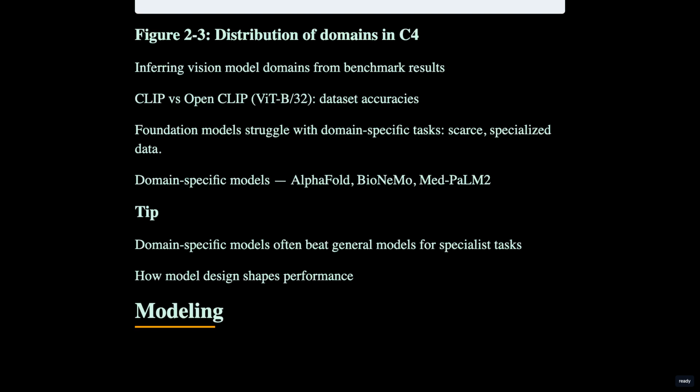In this section, we'll build mathematical and computational models to represent system behavior.